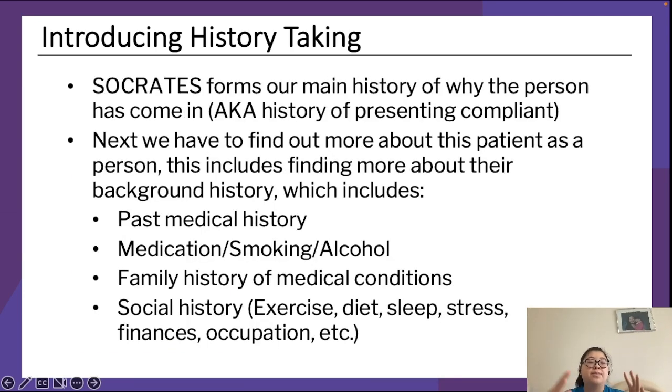And SOCRATES forms the main part of why they've come in today. But because a patient is a person, not just a problem, you need to find out about what's going on around them as well. So things like their smoking history, alcohol, what medications they're on, what medical conditions they've had in the past, their family history of medical conditions, what their social life is like, whether they exercise, what they eat, if there are any sleep problems, if they've been more stressed than usual, what their finances are like, and what their occupation is. You can find out a lot of things so that you get a bigger idea of that person, because we can go back to the idea of social health and that things around the patient also impact the patient. And a lot of things like past history, family history, and smoking and alcohol will also impact the types of diseases you might see in the patient.